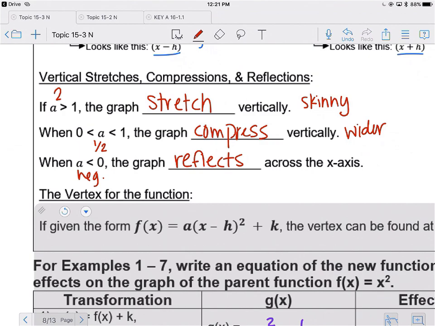Keep in mind that only one of these things can happen. You can't stretch and compress. And this one is separate from the other two. So you can reflect without stretching or compressing. You can compress or stretch without reflecting, or you can do both things. So if there is a negative in front, you reflect. If there is a number in front, it's stretch or compress. And if you have both, you do both.